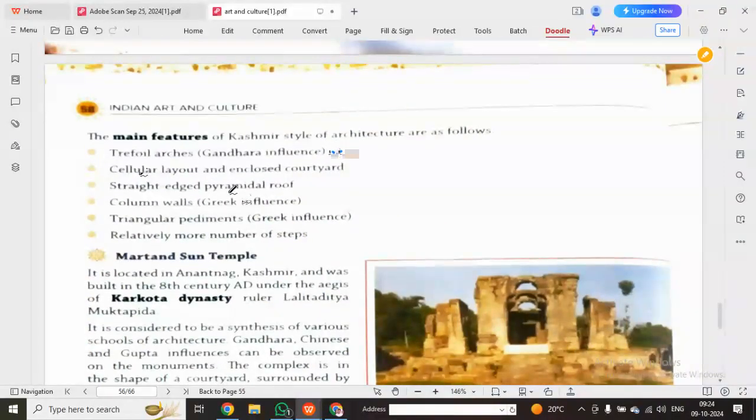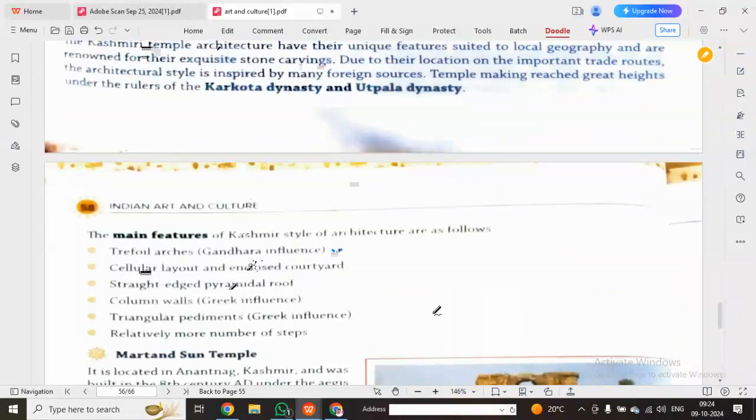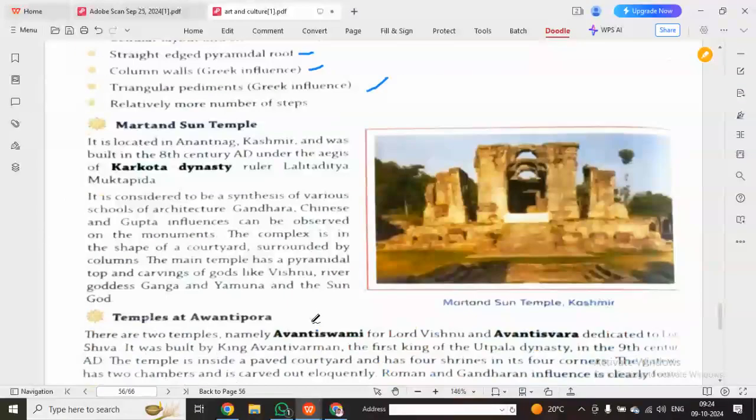Now moving next. Main features are trefoil arches, Gandhara influence, cellular layout; travellers kept coming and going, so their influence was also there. Cellular layout, straight edged pyramidal roof, columned walls, Greek triangular pediment, relatively more number of steps. Martand Sun Temple.